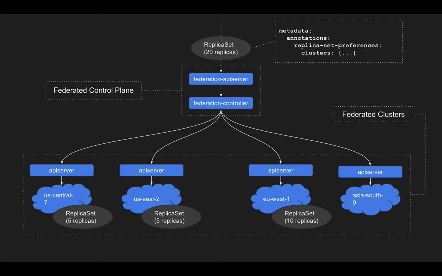When a replica set is created through the Federation API server, the federation controller is notified and automatically schedules the replica set to be deployed on registered clusters. The scheduling decision can be controlled by specifying the allowed set of clusters in the replica set preferences annotation on the replica set.